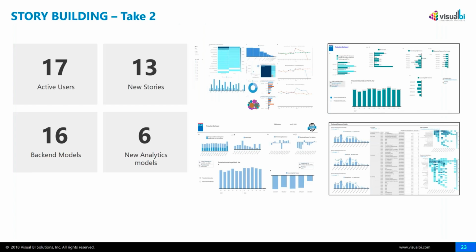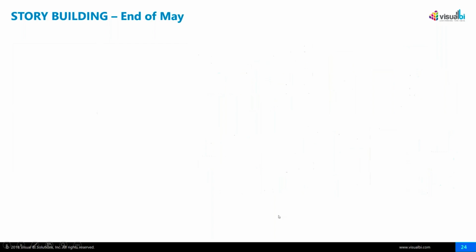one-on-one. So after we did this, we got 17 active users that were literally spending their time daily in the analytics. They created 13 new stories. We had 16 new back-end models that we created on top of that, a lot of that with some blended data, and 6 new analytics models. And here's an example of some of both operational as well as executive reporting that we had.